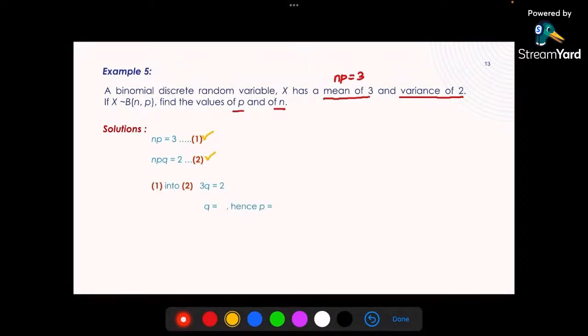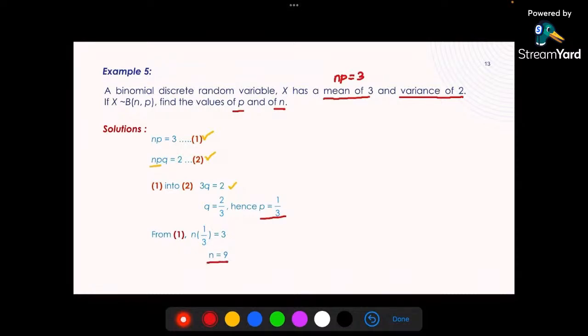Equation 1 into 2. So equation 1 says np is 3. This one is 3, so make it 3. 3q is equal to 2. So we get q equal to 2/3. Hence, how to get p? We just subtract 2/3 from 1. So you get the value of p, which is 1/3. The answer. Okay, now we want to find n. From equation 1, we use p, the formula n times 1/3 is equal to 3, so n is equal to 9, the answer here.